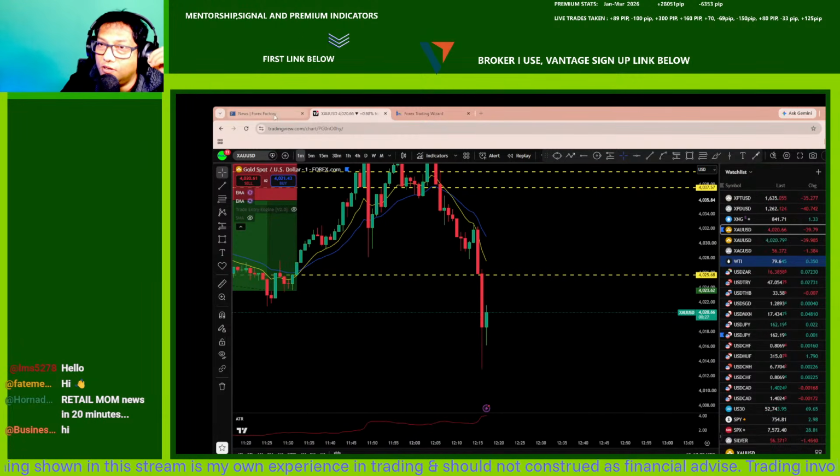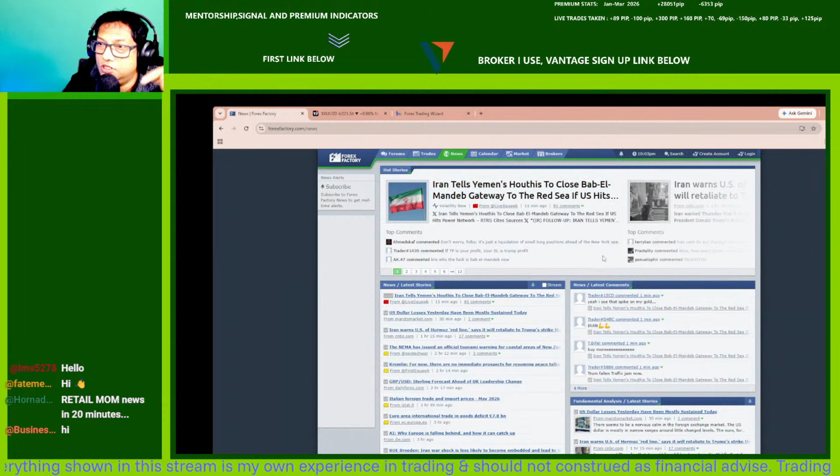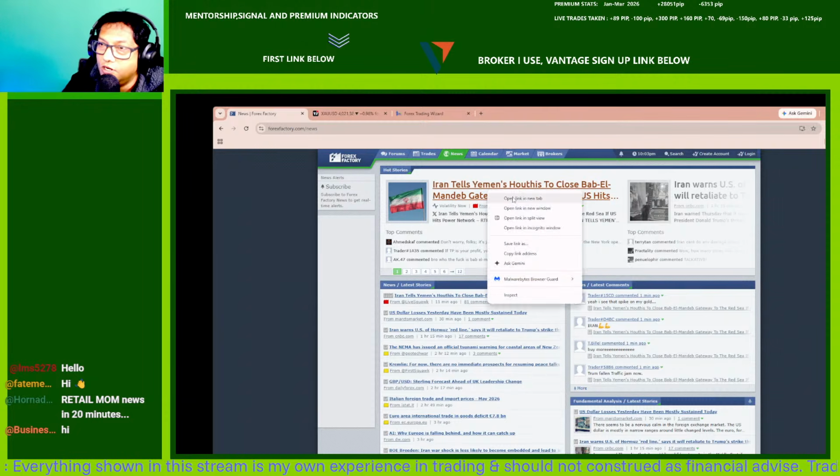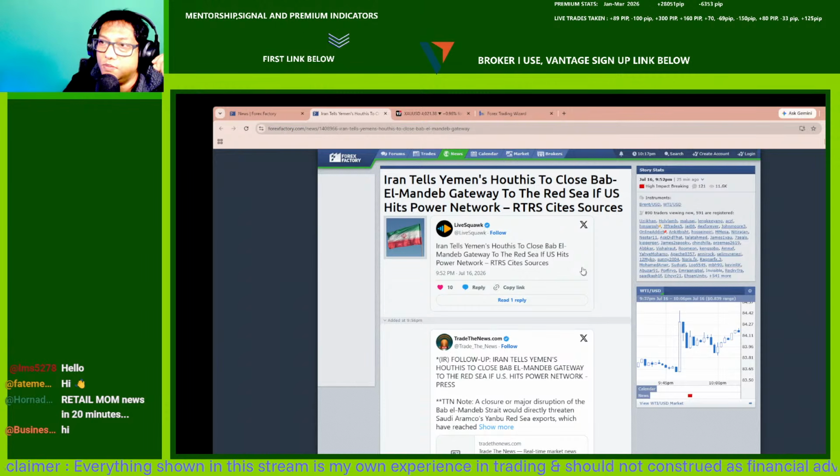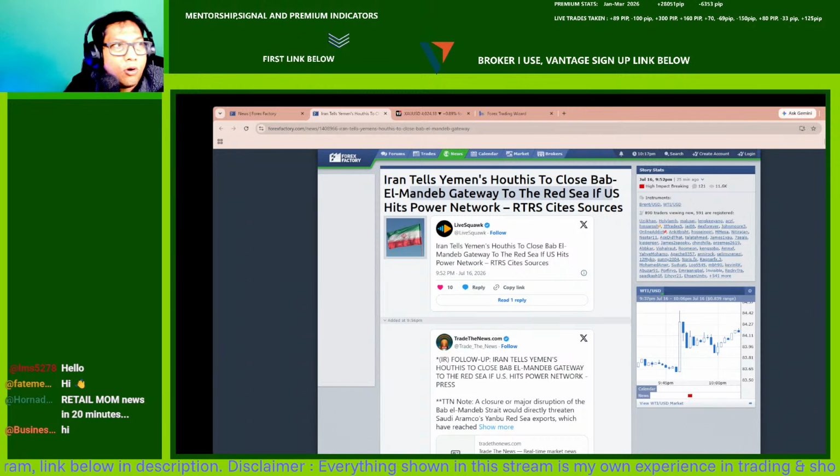Is there any current news that you can see? Yes, this is the current volatility. This is the red folder news, and red folder news is very important. We'll be looking at what the sentiment is now. Iran tells Yemen's Houthis to close the Bab el Mandeb gateway to the Red Sea if the US hits the power network. I think that's potentially an oil waterway.